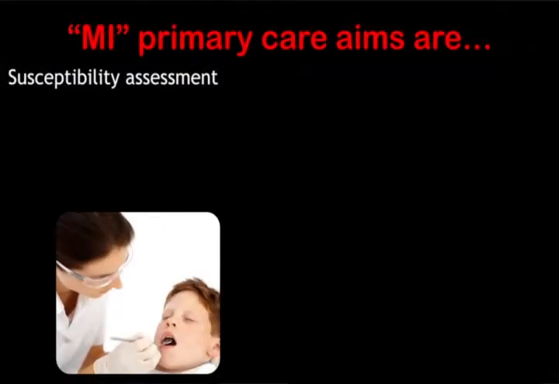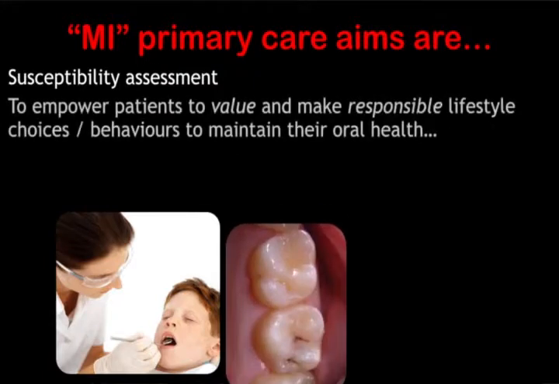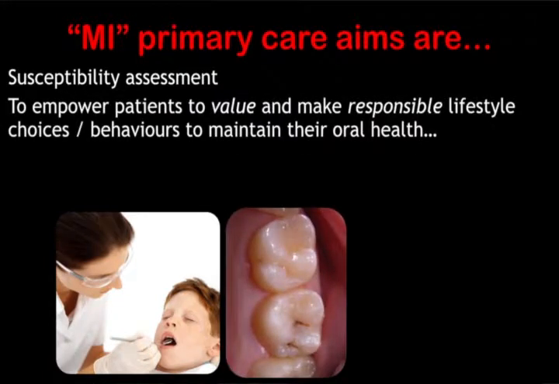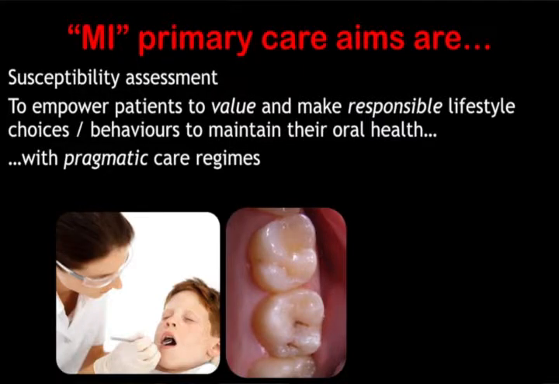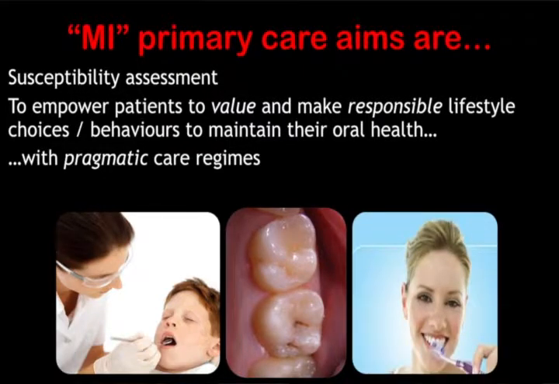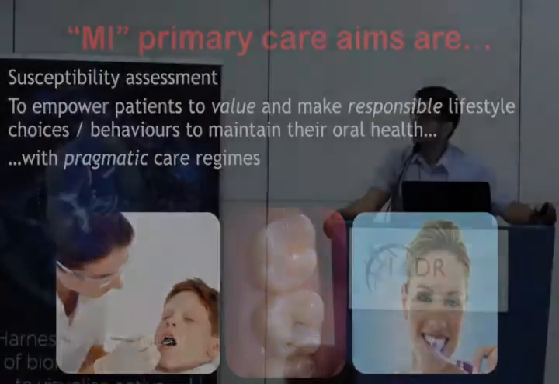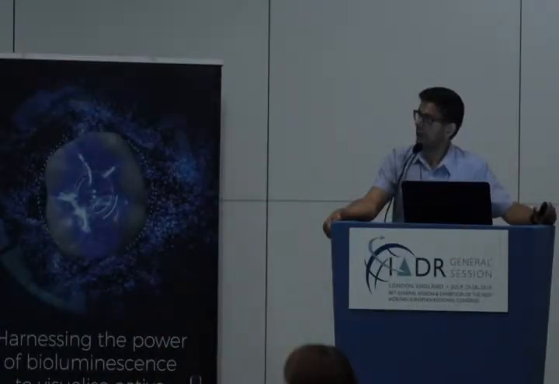So the aims are to look for susceptibility of our patients to the risk, to the caries process. We need to empower patients and get them to value the care they're receiving, get them to take responsibility. Not easy. None of this is easy. And these are some of the barriers there, and we've got to be pragmatic. So the barriers that we have to oral health care, I've summarized.